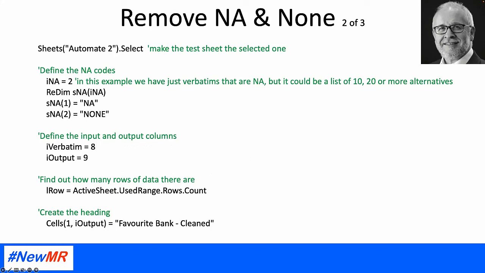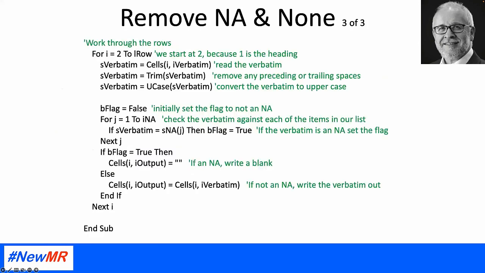We have to tell the program where it is going to read the comments from. They're going to be read from column 8. Where do we want the new ones to be written? They're going to be written in column 9. The next line finds out how many rows there are in the data. So that's why it will always deal with the right number of cells for us. It then creates the heading, and then we get into the meat of the process.